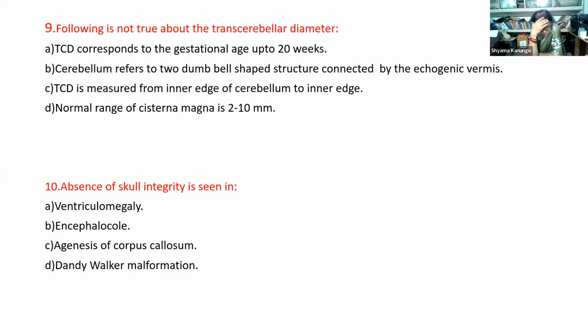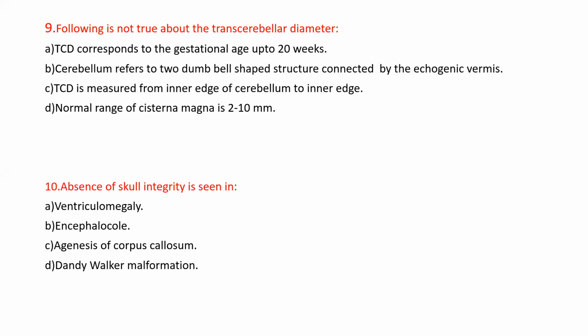Next question. The following is not true about transcerebellar diameter. TCD corresponds to the gestational age up to 20 weeks. Cerebellum refers to two dumbbell-shaped structures connected by echogenic vermis. TCD is measured from inner edge of the cerebellum to inner edge. A normal range of cisterna magna is 2 to 10 millimeter. The following is not true. Answer is C. It should be measured from outer edge to outer edge of the cerebellum.